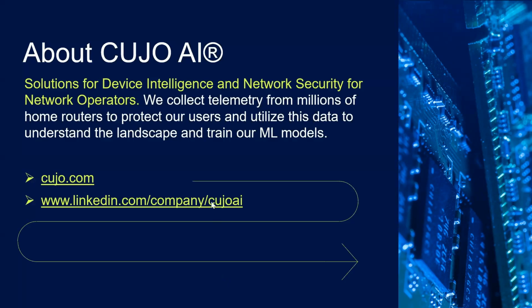Then about the company. Cujo AI provides solutions for device intelligence and network security for network operators. We are running in tens of millions of homes, from where we collect telemetry data from the home routers, which can then be used to better understand the landscape of the devices and train our machine learning models to better protect our customers. We are dealing with quite huge volumes of data. That's why we have a good understanding and expertise in how to handle a huge amount of data and how to enable our data scientists and data analysts to perform their work better. Those are a few words about who we are.